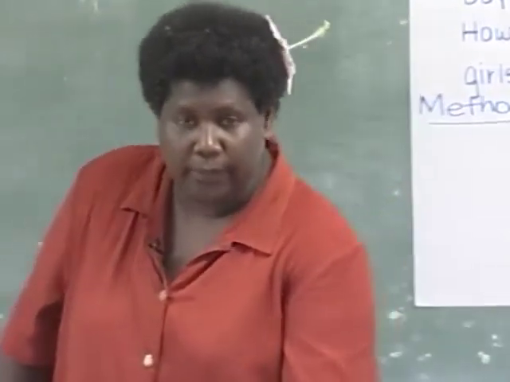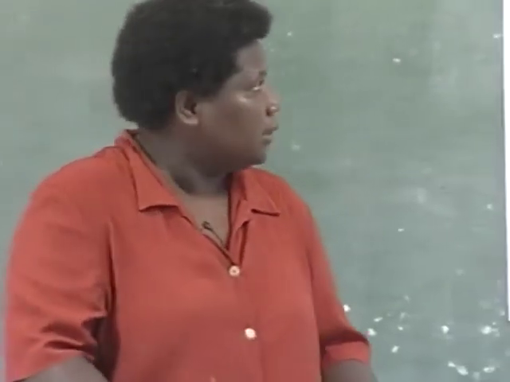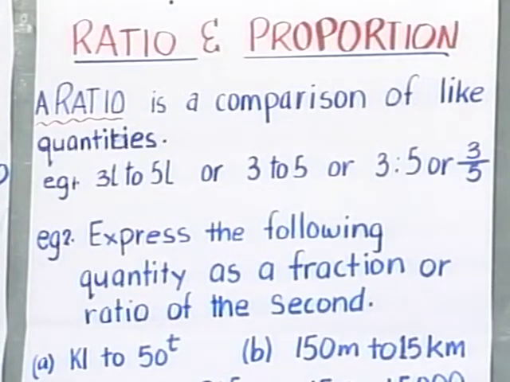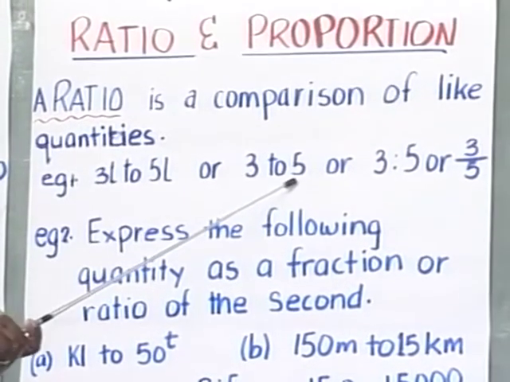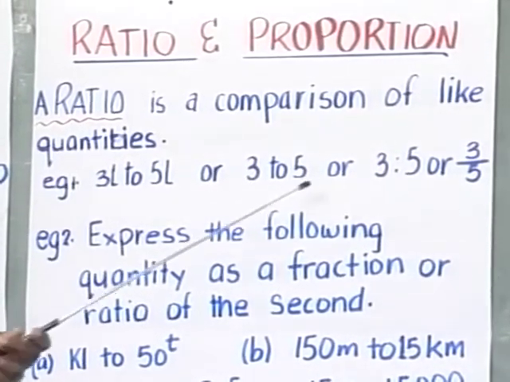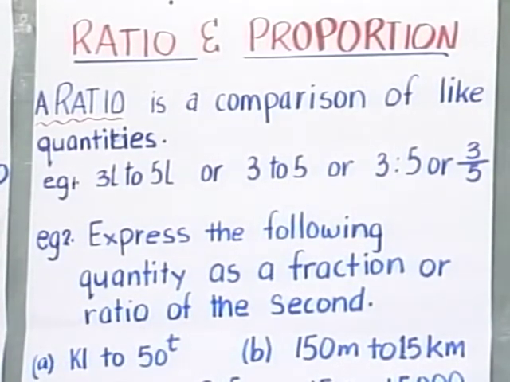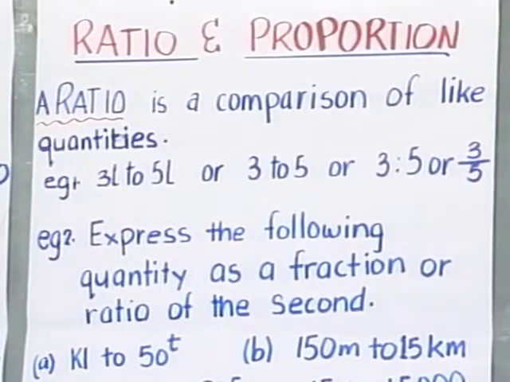All right, the first thing we look at is what ratio is. A ratio is a comparison of like quantities. For example, 3 liters to 5 liters can be written as 3 to 5 because the units are the same, or 3:5, or as a fraction 3/5.